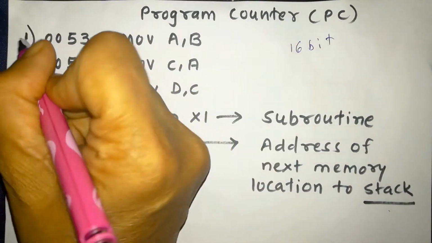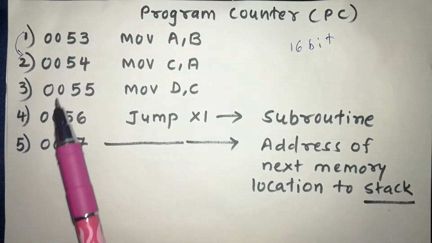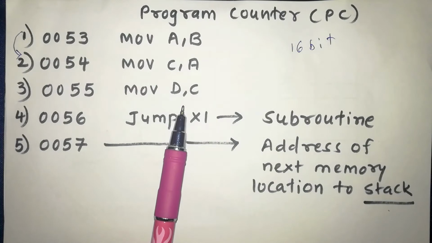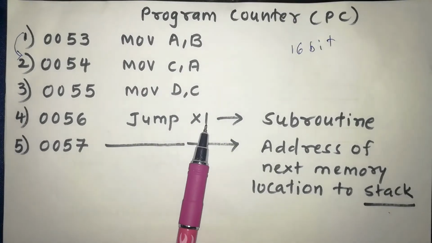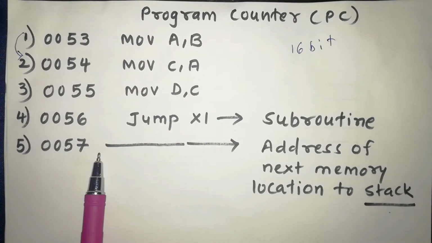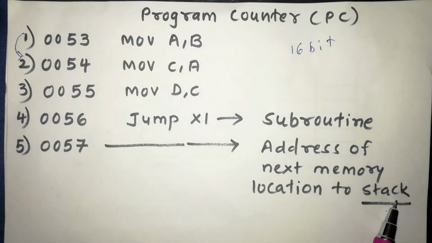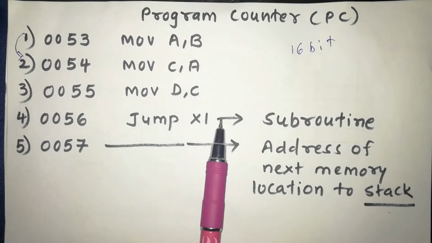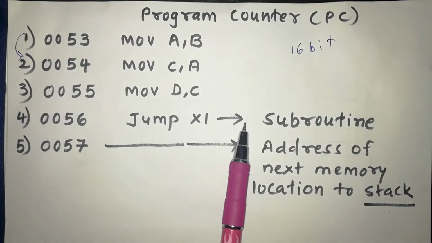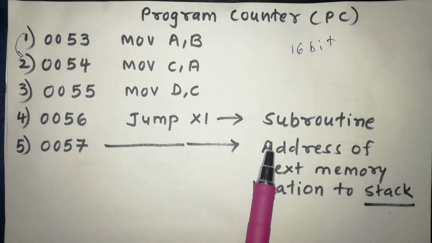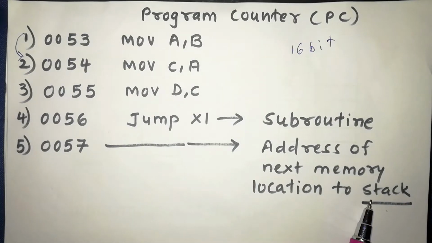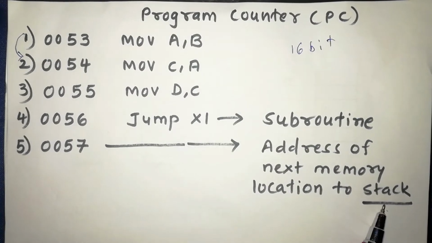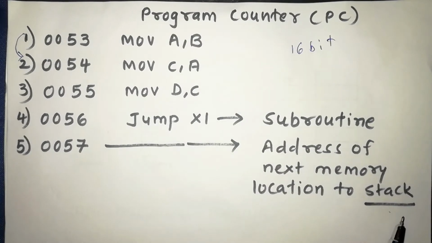Program counter always increments by 1. If a subroutine occurs at any point, then program counter stores the address of next memory location into the stack and then performs the subroutine. After completion of subroutine, it comes back to the stack. It takes the address of memory location which is already stored and performs the next instruction at that memory location.